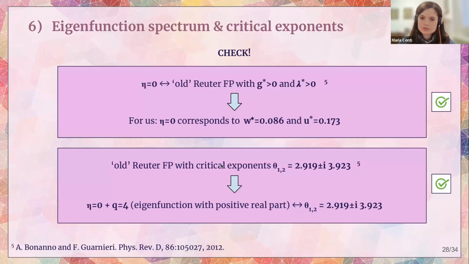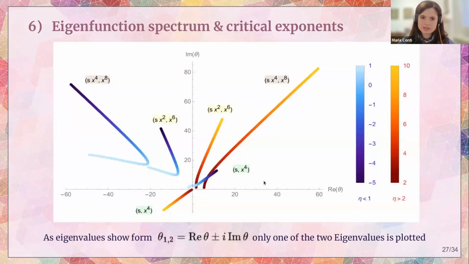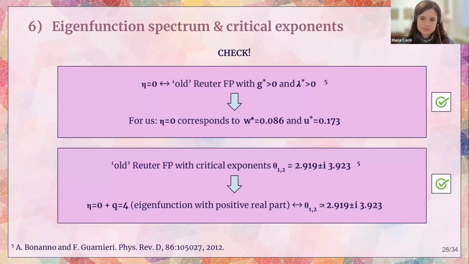Second check: what happens to the critical exponents? Well, in the old work, let me call it the old work, the old Reuter fixed point showed these critical exponents when you studied, again, the sharp cutoff limit. What happens to us? We have this plot. Let's try to understand. First question, which is the eigenfunction we should study? Clearly the first one, because it is the only one showing a positive real theta, so it should be this one. What happens at eta equals 0 inside this? The very same critical exponents. Okay, check is done. We shouldn't have done anything too stupid, at least.